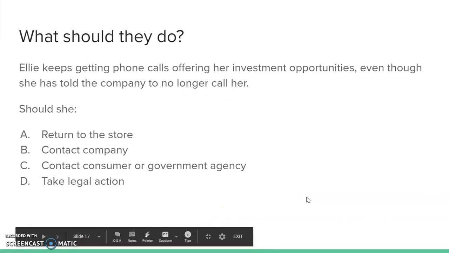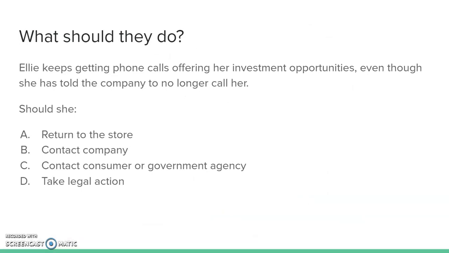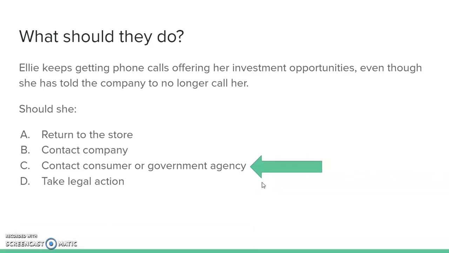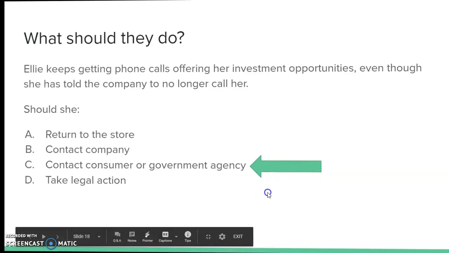What about the next one? Ellie keeps getting phone calls offering her investment opportunities even though she has told the company to no longer call her. So she wants to be on the no-call list. They are not listening. Then she can contact the consumer or government agency in order to get her request fulfilled.